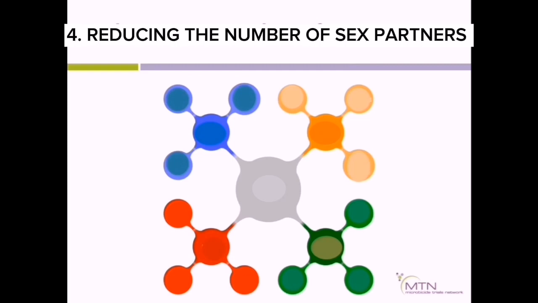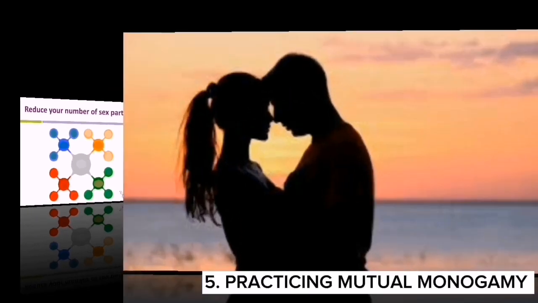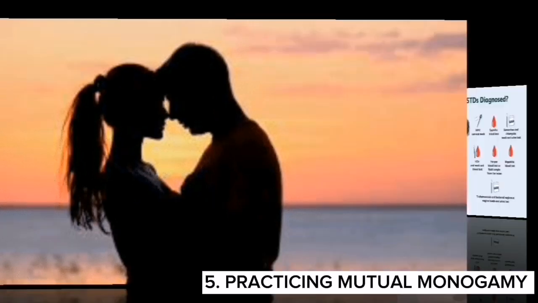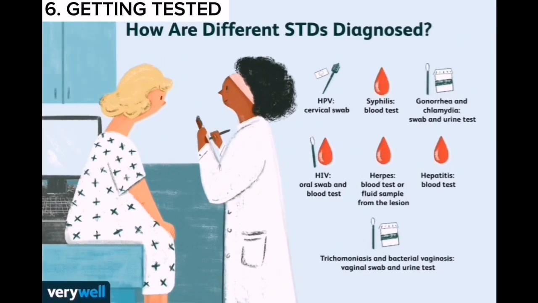4. Reducing the number of your sex partners. Reducing your number of sex partners can decrease your risk of STDs. 5. Practicing mutual monogamy. Mutual monogamy means that you agree to be sexually active with only one person who has agreed to be sexually active only with you. 6. Getting tested. Many STDs don't have symptoms, but they can still cause health problems. The only way to know for sure if you have an STD is to get tested.